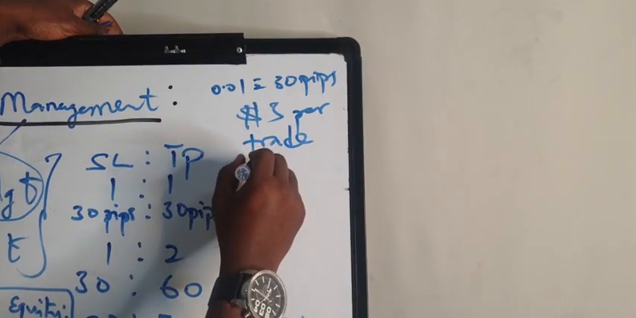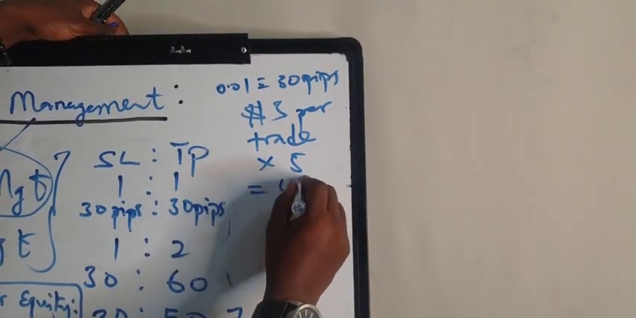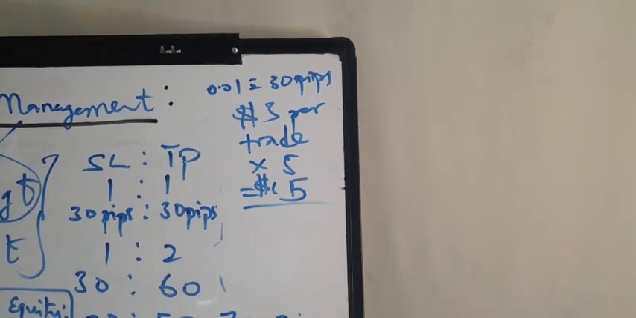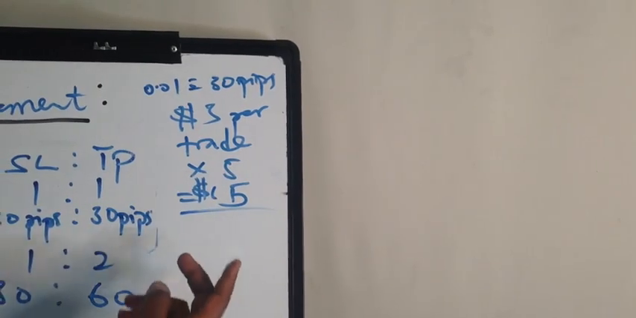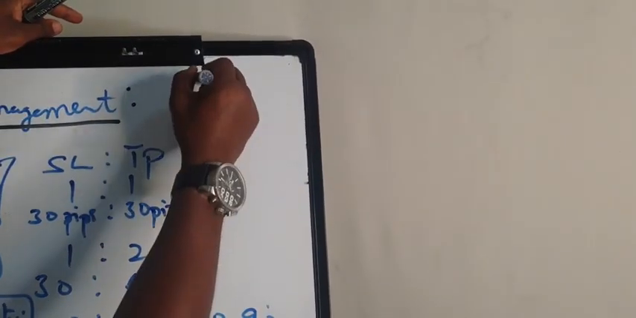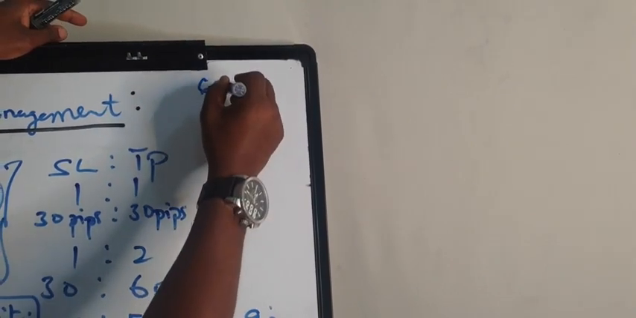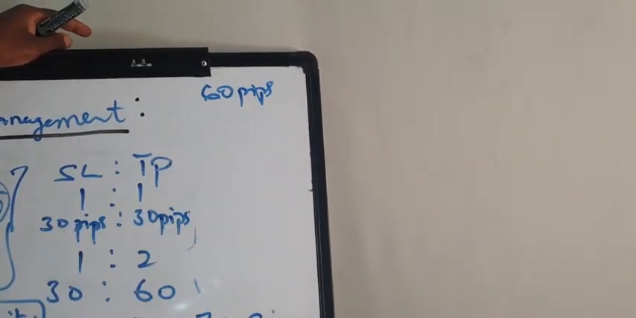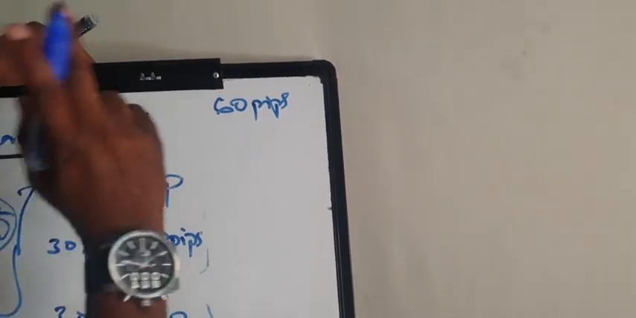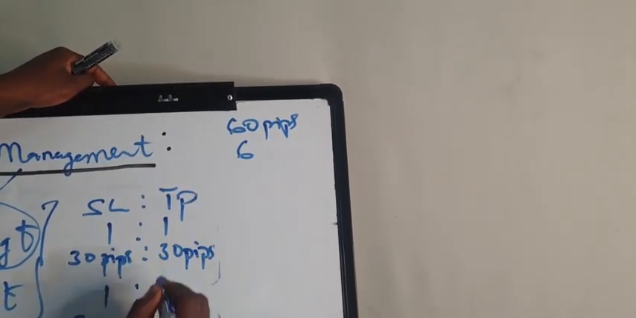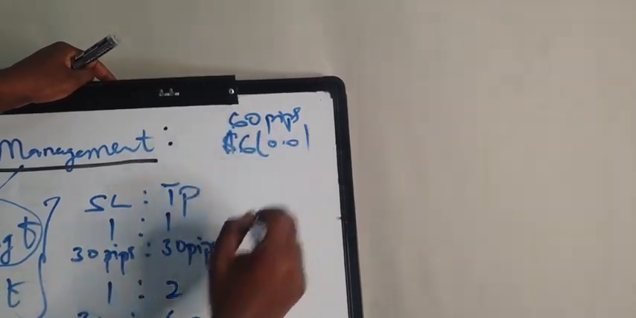So for example, if you enter 5 trades, you are losing just $15 as it were. Now this is better. If you lose 2 trades, you've lost just $6. But remember, you are using ratio 1 to 2. Ratio 1 to 2 means you are going to be making 60 pips whenever the trade goes in your favor. And you cannot lose all trades. So let's say you place 5 trades, you lost 2, you win 1. The 2 you lost is $6 using 0.01.